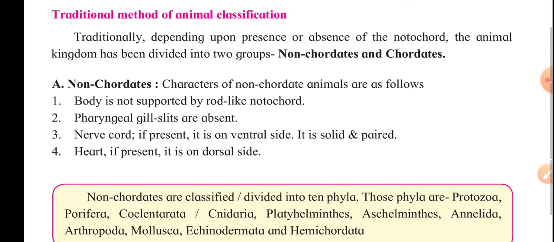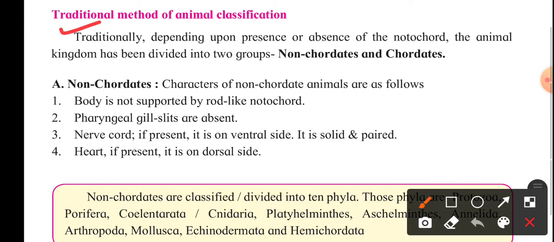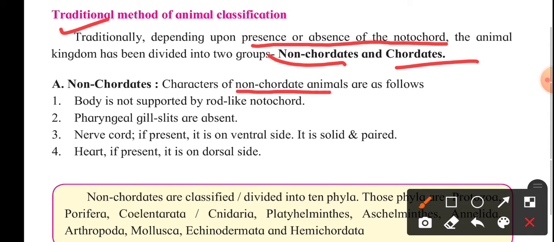Next one, we have to study the traditional method of animal classification. Traditional means at the beginning, how they classified. So traditionally, depending upon the presence or absence of the notochord, the animal kingdom has been divided into two groups, non-chordates and chordates. The characters of non-chordate animals are as follows. Body is not supported by a rod-like notochord, like we have the spinal cord. Basically, we can compare it with the notochord.